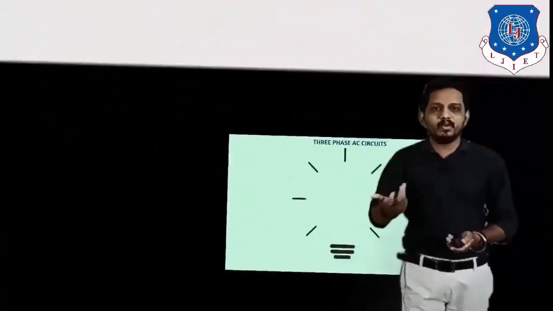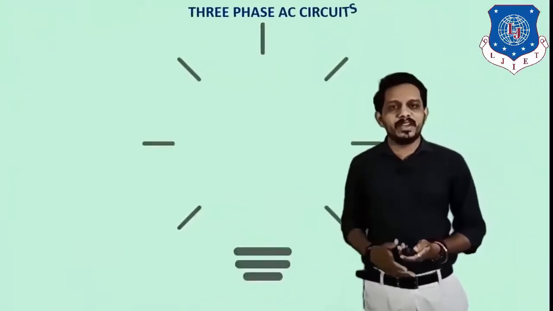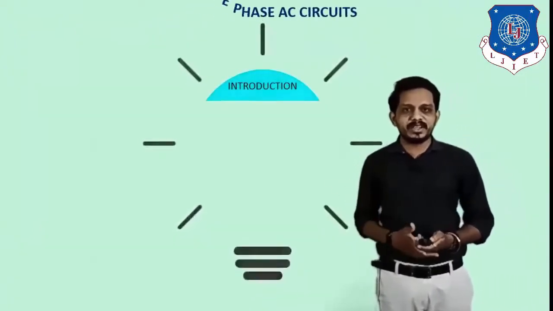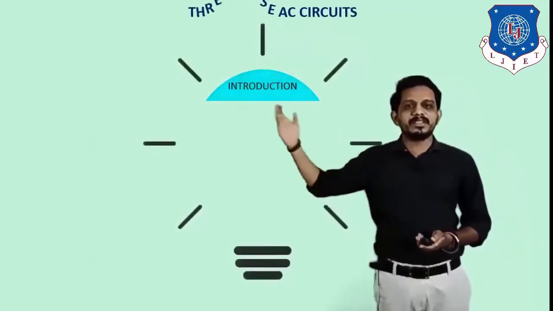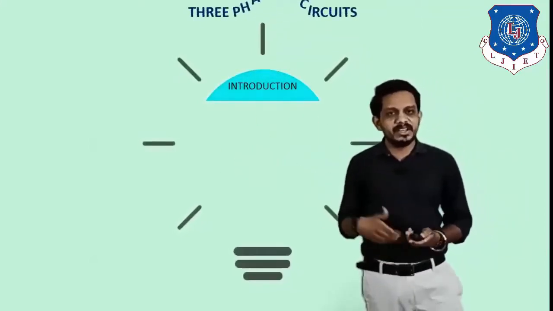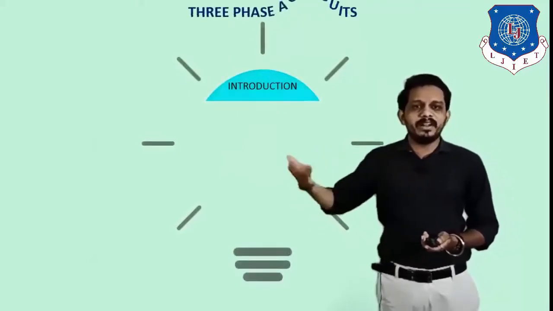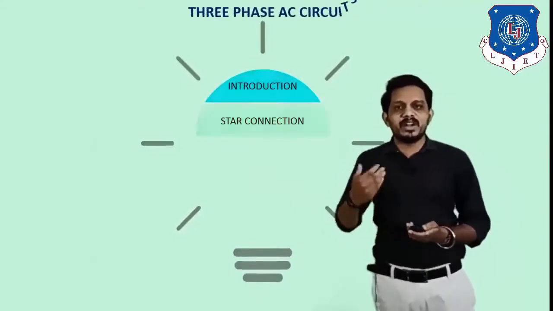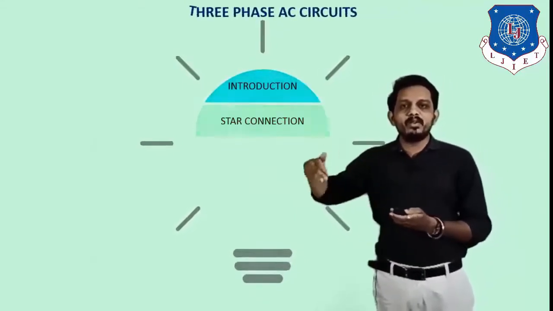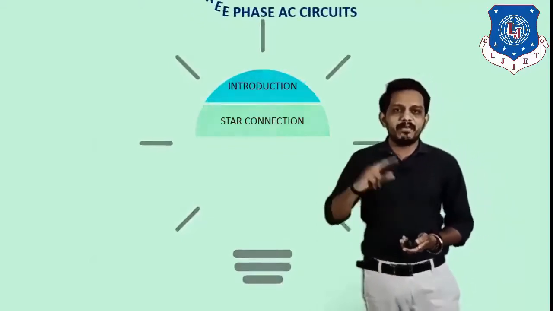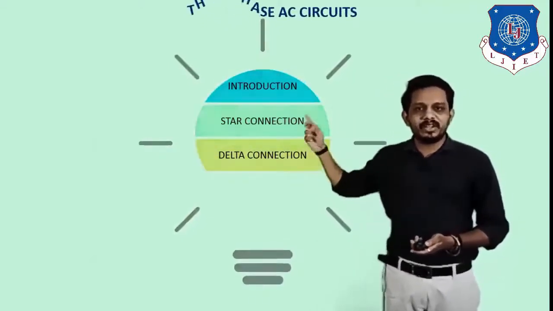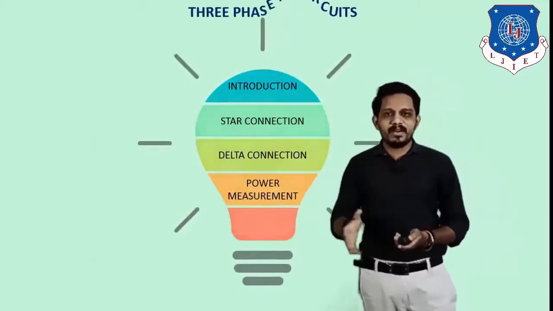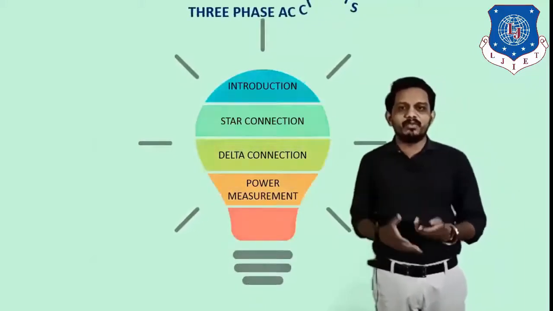Now part 2 of chapter number 2 is the 3-phase AC circuit. In this we are first going to discuss the generation of 3-phase voltage, so the introduction will contain this generation. Next, we will discuss how the 3-phase generated system is connected to the 3-phase load. For that we have two systems: one is the star connection and the other is the delta connection. And lastly, we will discuss how power is measured in the 3-phase system.